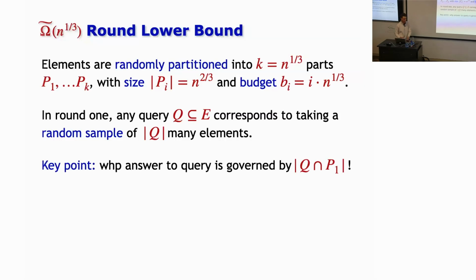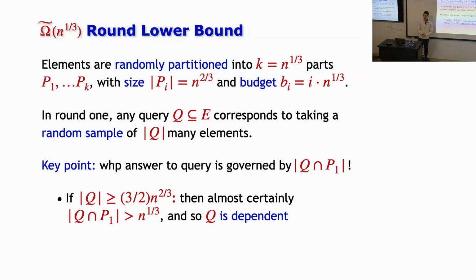Great. And so now the key intuition for this lower bound, and what they discussed in KUW, is that with very high probability, whenever you make a query Q to the independence oracle, the answer to that query is governed almost entirely by its intersection with part P1. Let's see why that's the case.